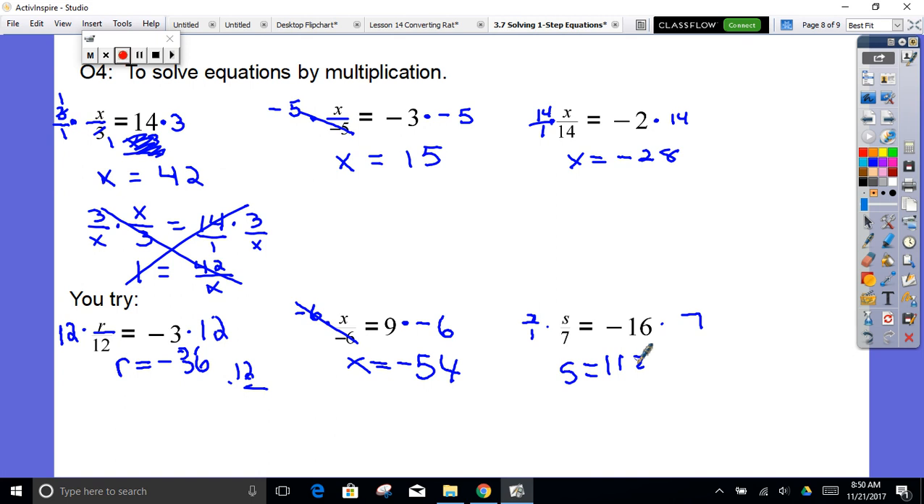Close. Negative times a positive is? Yeah. All right. Good job. Any questions before we do the exit ticket? Okay. Yeah. He has a negative. Yeah, he did put it. Negative. It's there. It's there.